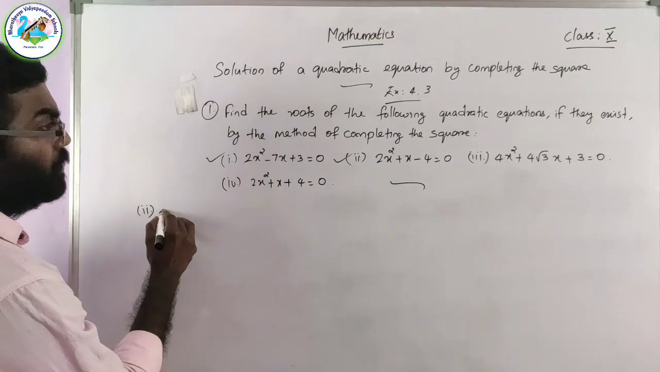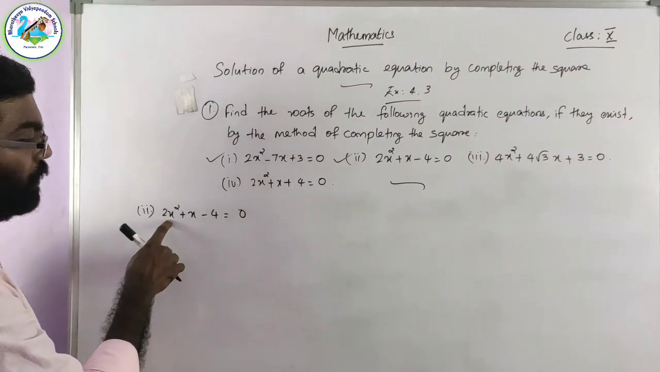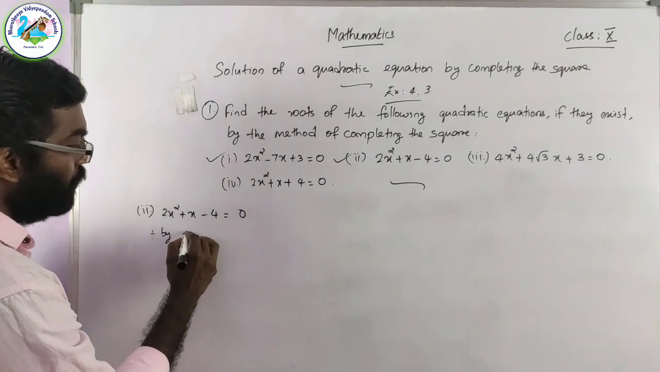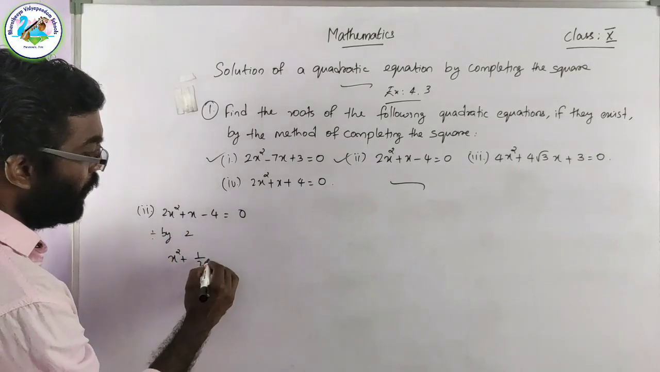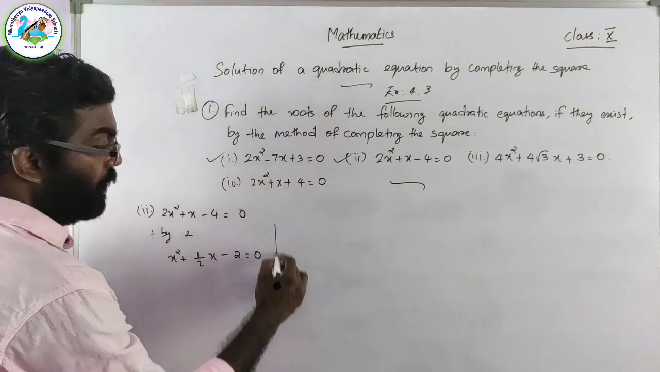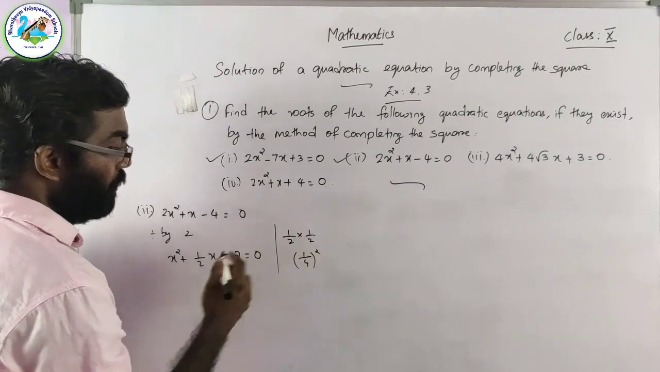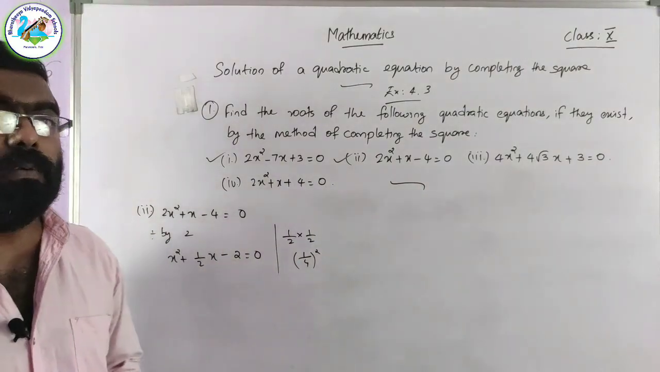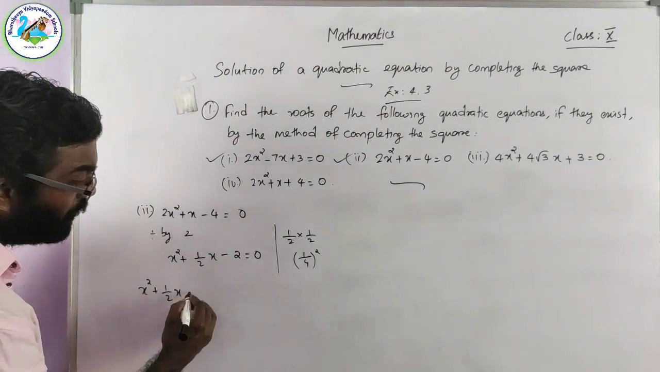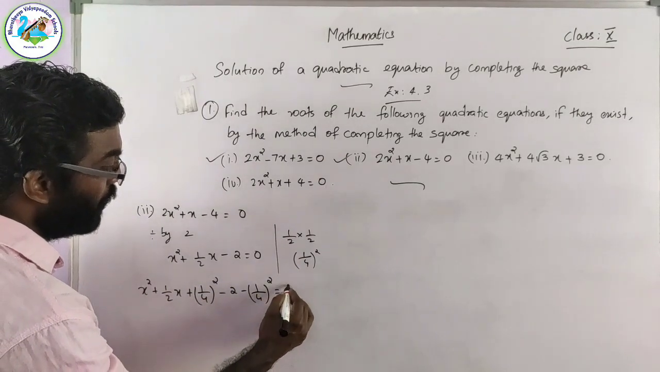2x square plus x minus 4 is equal to 0. Here also the coefficient of x square is not equal to 1. So we can divide the whole equation by 2. Dividing by 2, we get x square plus 1 by 2x minus 2 is equal to 0. Now half into coefficient of x. Here it is 1 by 2 into 1 by 2, which gives 1 by 4. So 1 by 4 square we can add and subtract. That is the rule. So x square plus 1 by 2x plus 1 by 4 the whole square minus 2 minus 1 by 4 the whole square, which is equal to 0.